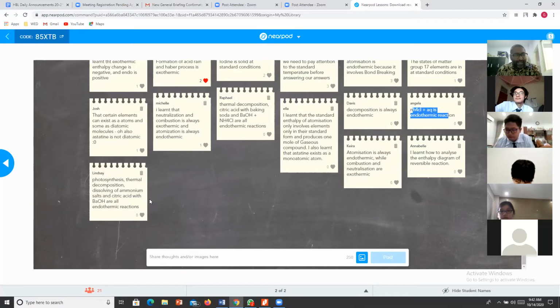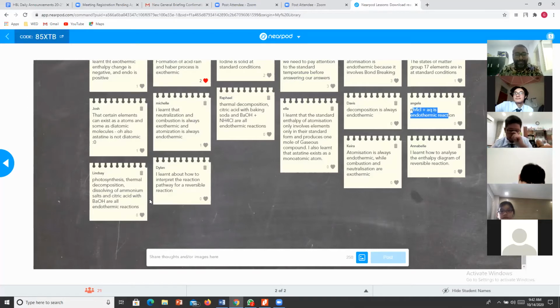So this is actually Nearpod. This is one of the activities in Nearpod. I find it very useful. We will try to use this more when we do brainstorming. I learned about how to interpret the reaction pathway for reversible reaction. Okay, good, Dylan.